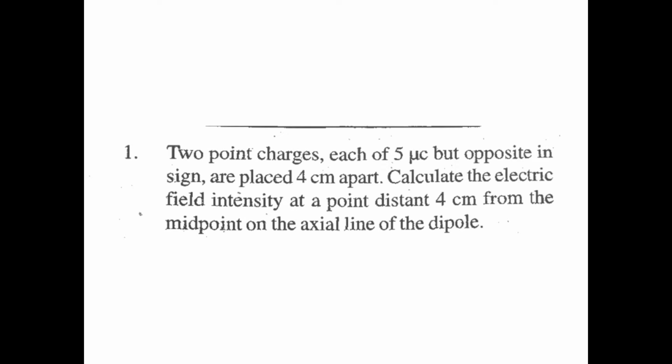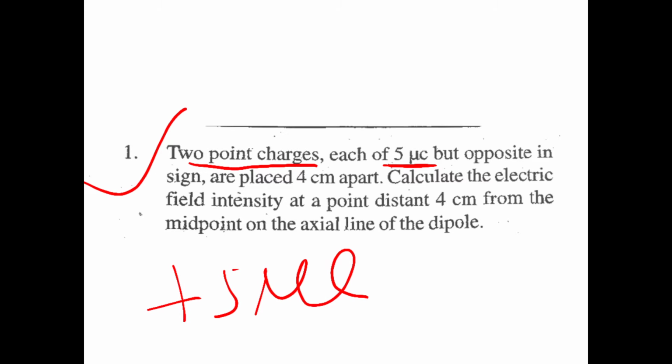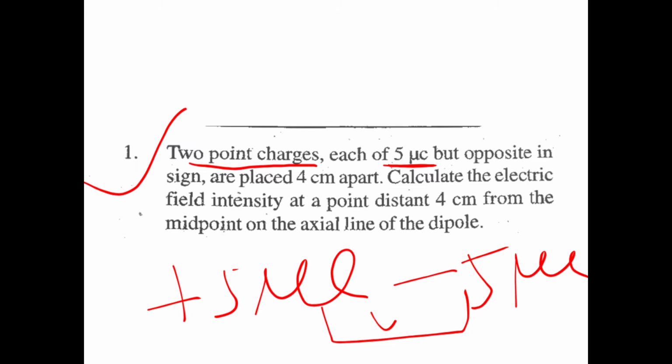First, the first question is: 2 point charges, each of 5 microcoulomb, but opposite in sign. That means one is plus 5 microcoulomb and one is minus 5 microcoulomb. This is clear. Then they are placed 4 centimeter apart. Calculate the electric field intensity at a point distant 4 centimeter from the midpoint on the axial line. This is the midpoint and this is the axial line and this is 4 centimeter.